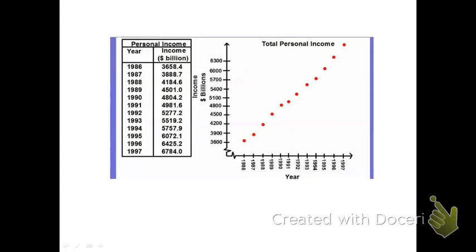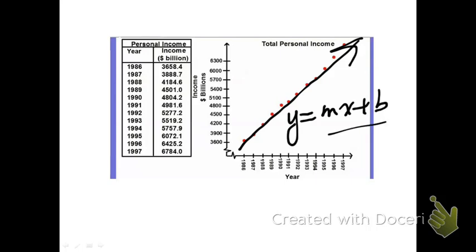Here's another example of where we could use linear equations to model. Here's the total personal income for the years 1986 to 1997. You notice that if I were to draw a line, it would be pretty much a straight line, so we could model this linearly. It would look something like y equals mx plus b. We could come up with the equation for that line. And again, the important part is we can use that equation then to make predictions for the future. For example, what's the predicted personal income for the year 2021 going to be?